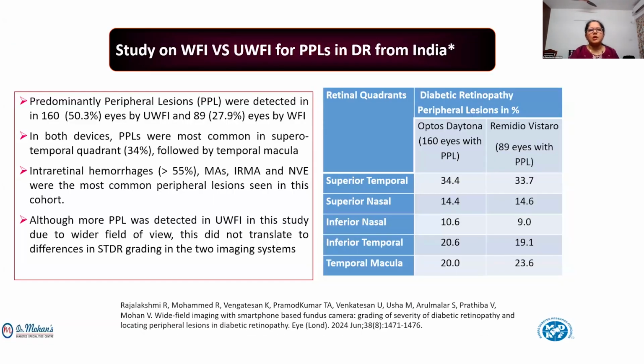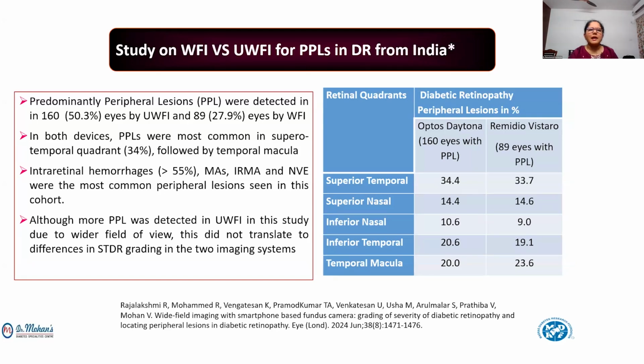What we found out was that in ultra wide field imaging, since it was all people with long-term diabetes, more than 50% of the eyes had peripheral lesions picked up by ultra wide field imaging, and about 30% of eyes, that is 27.9%, had PPLs picked up by wide field imaging. In both these devices, peripheral lesions were more common in the supratemporal quadrant.